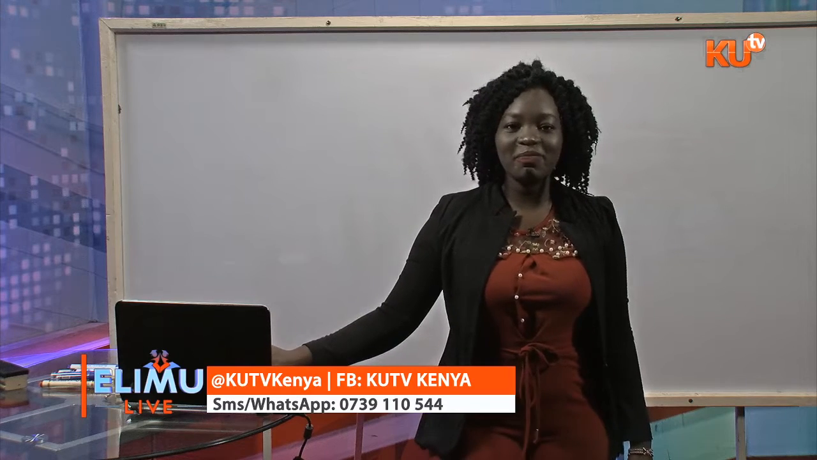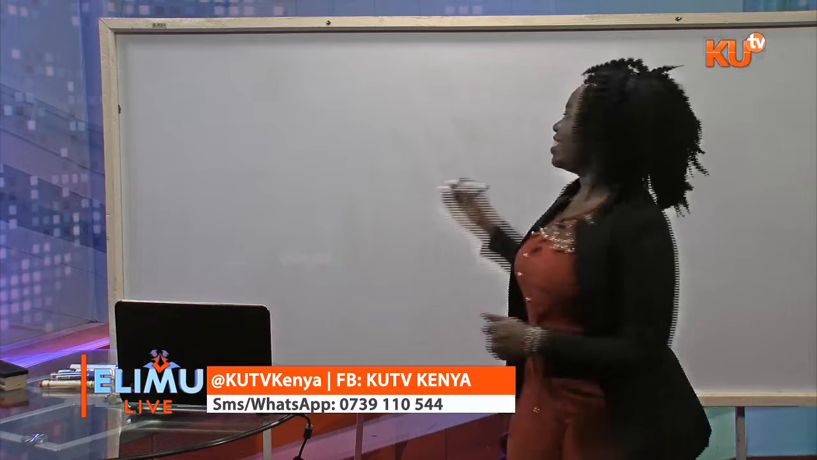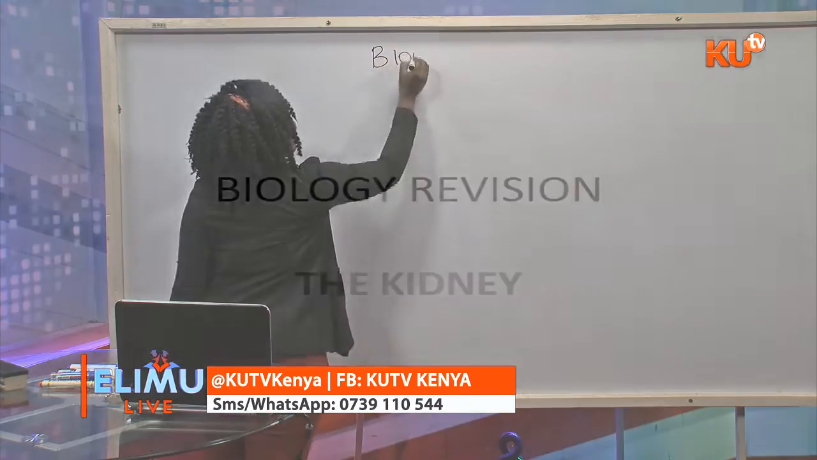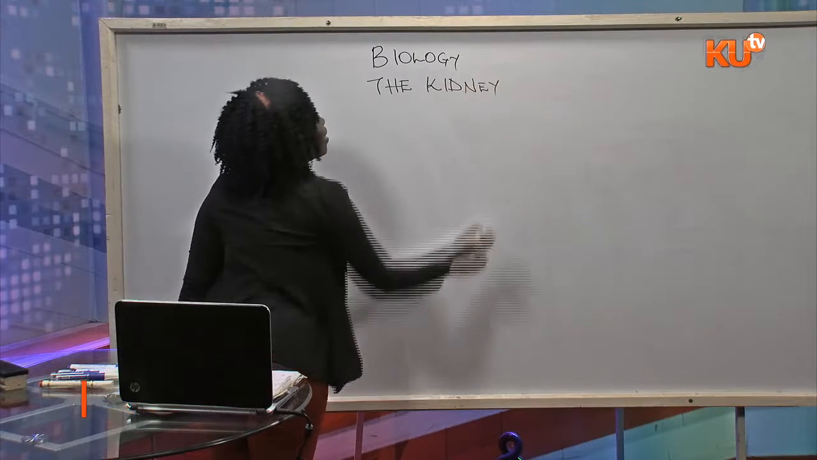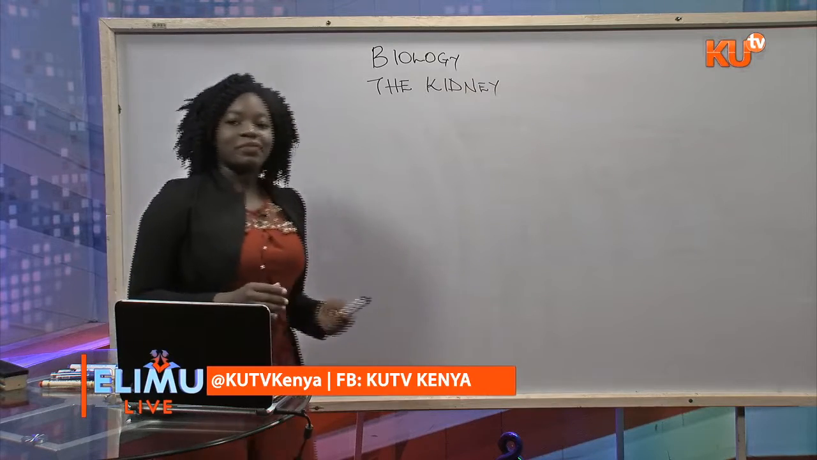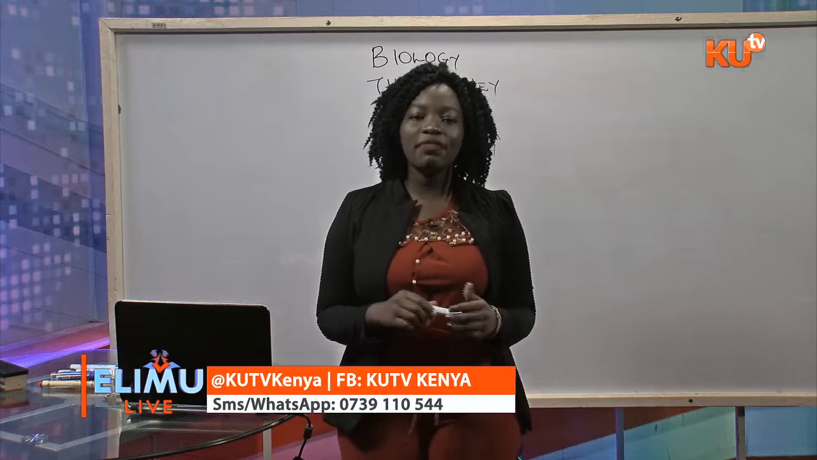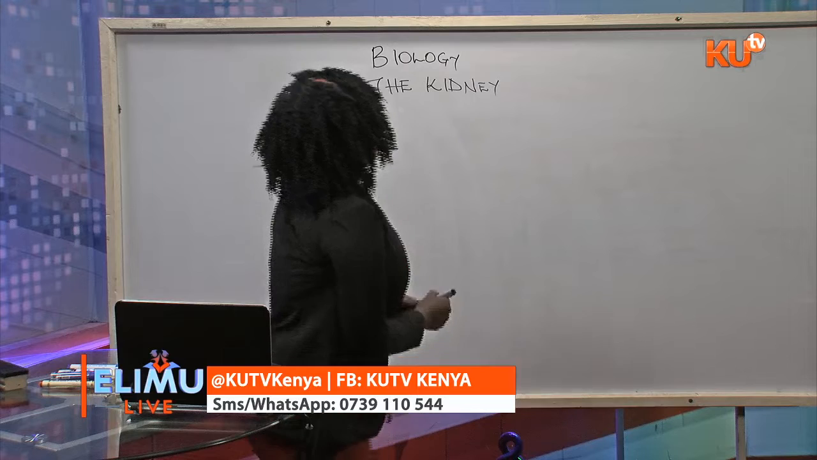So today we want to do biology and we will take a look at the kidney. Okay, so the kidney, there are two kidneys. Every human being has two kidneys. There is the left kidney and the right kidney.